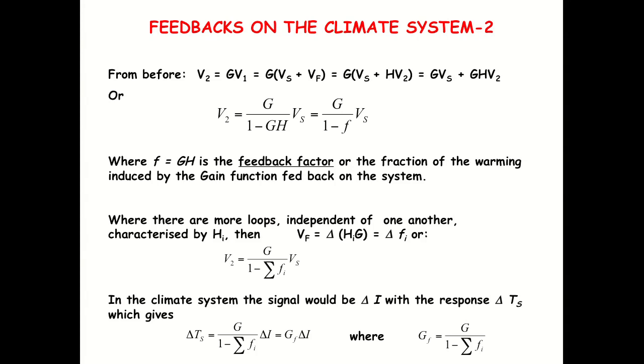Now in the climate system we've been talking about, the signal would be delta I, the change in radiation, and the response is going to be change in temperature. In other words, delta T, change in temperature, is G over 1 minus the sum of all those feedback factors times the change in radiation. Or we can simply take this and make it simpler by calling it GF for the whole system. So that's the sort of concept you have to think about when you're looking at feedbacks in a climate system.